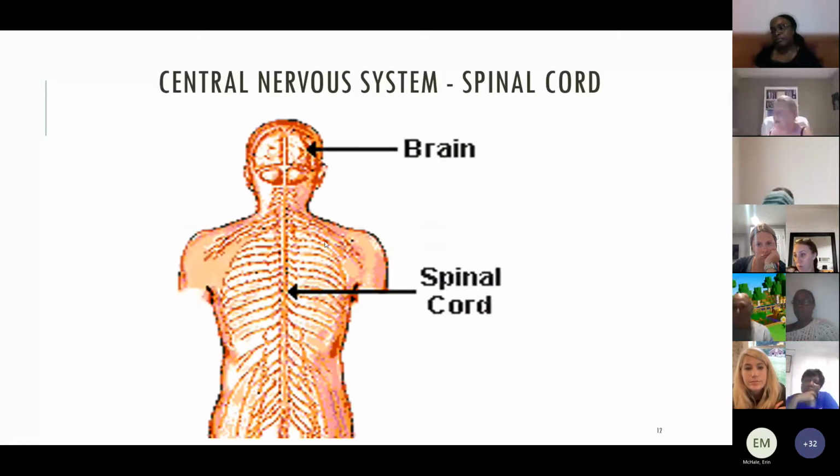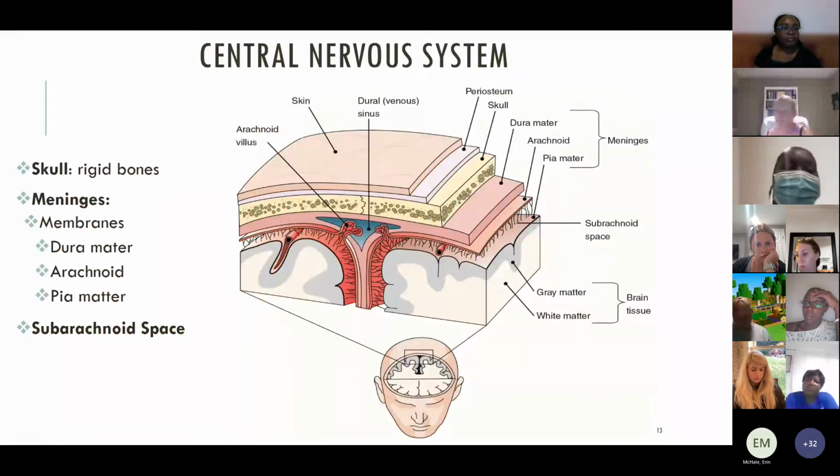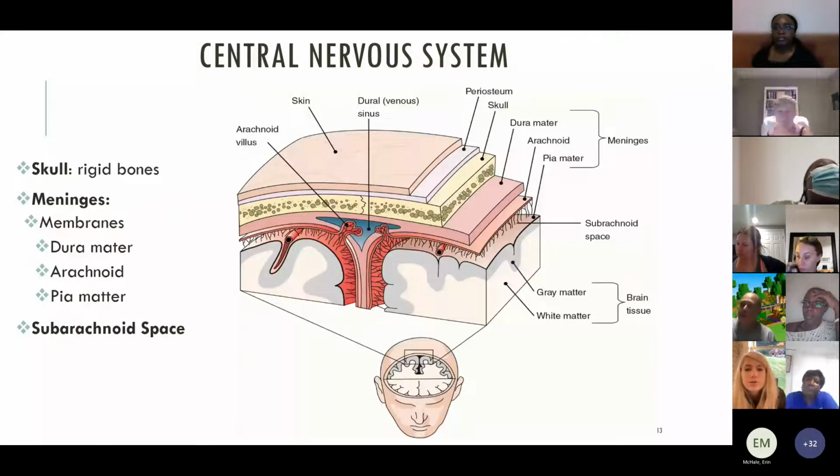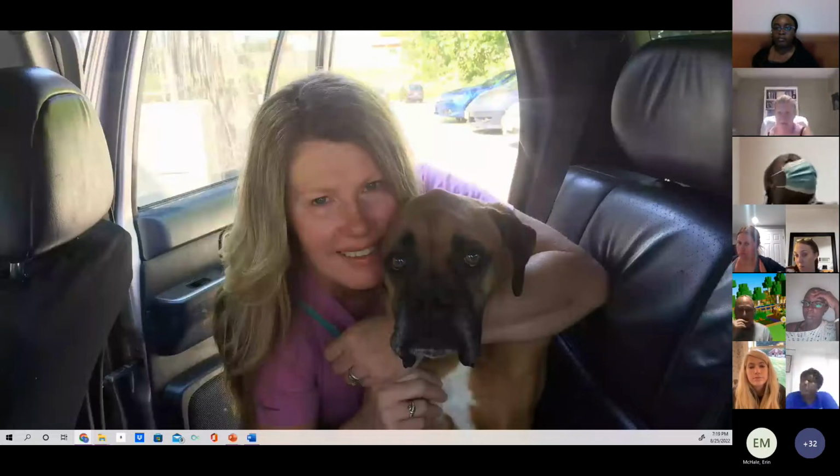All right, so this is just a slide that shows you the central nervous system. So we know our central nervous system is our spinal cord and our brain. And we also have, at the base of our brain, our skull, which we know is that hard outer area of the brain that helps protect our brain, the bones.